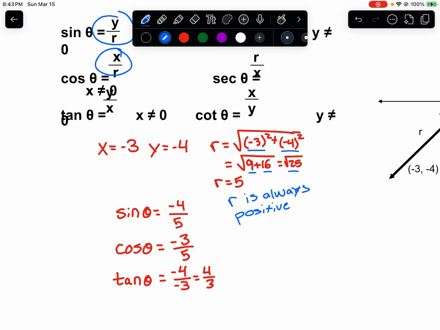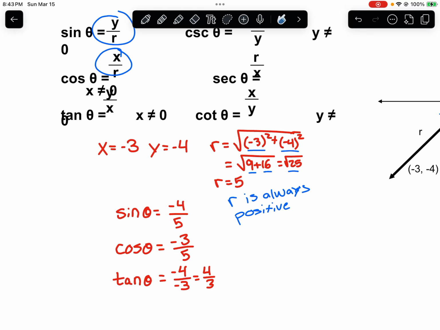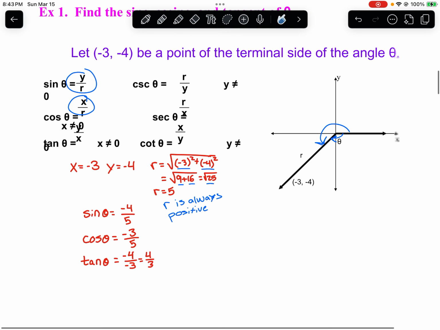And like always, if you wanted to find cosecant, secant, cotangent, you could just flip your sine, cosine, tangent values. In this case, it'd be pretty easy because they all ended up being whole numbers, so we wouldn't have any weird square roots to rationalize. So that's how we evaluate trig functions at any angle, as long as we have the point that we're using to create that angle.